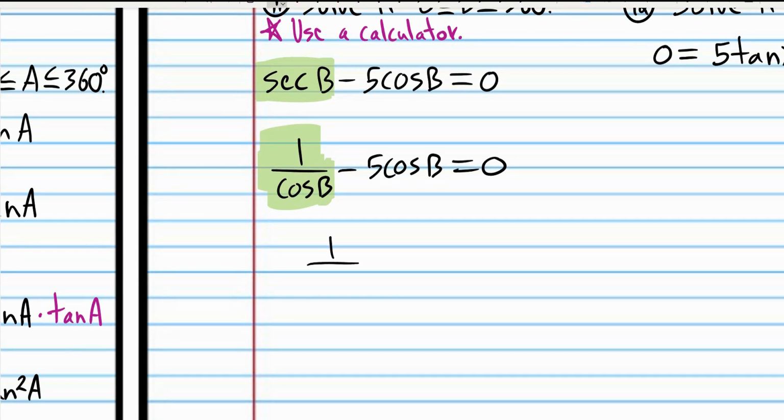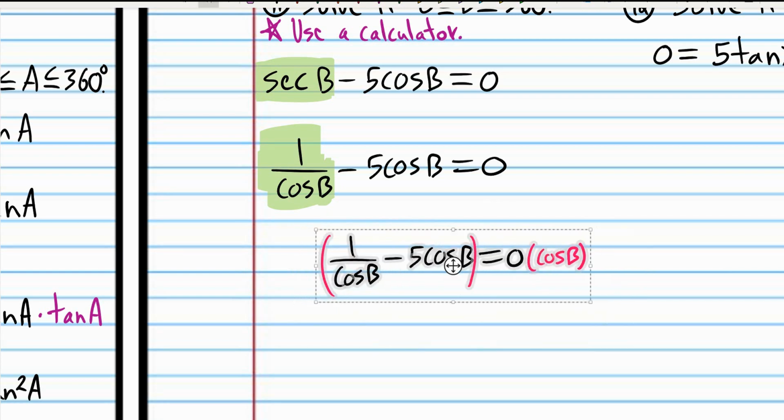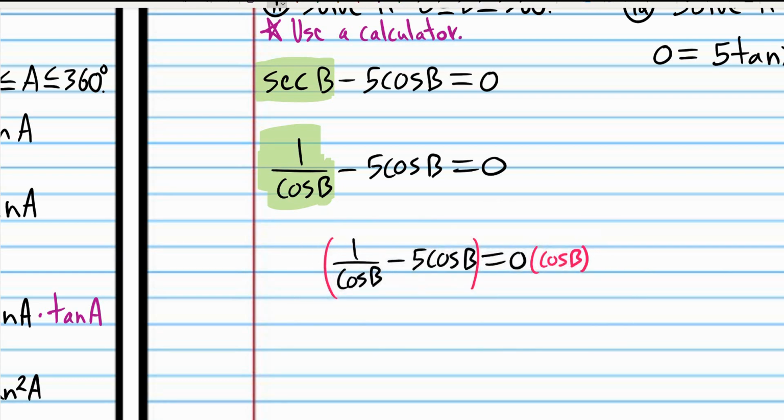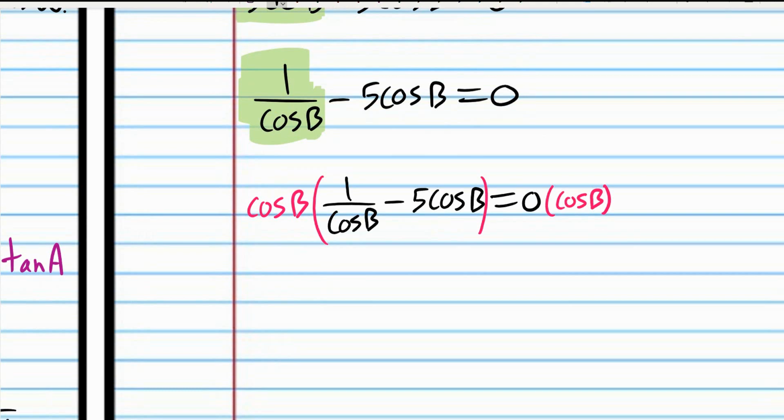But in this case, I'm going to multiply both sides of the equation by cosine b, and very important to use parentheses on the left side of the equation. You must use parentheses. If you don't, then your expression is going to be written incorrectly. In mathematics, you're not allowed to write incorrect expressions on paper. You will lose points if you do that in school.